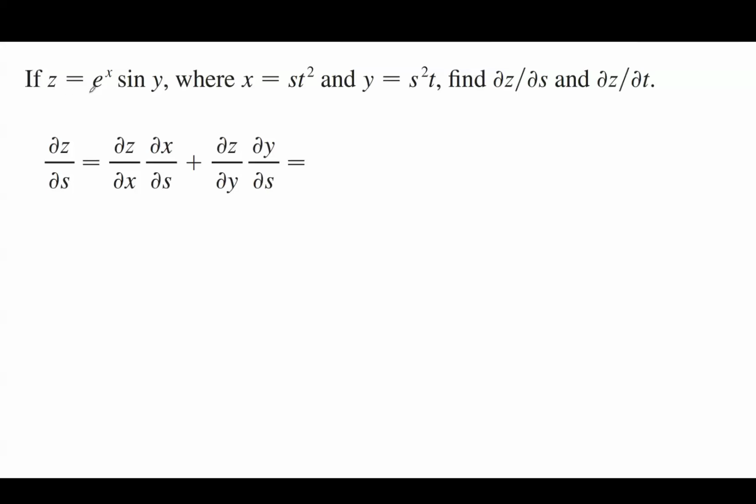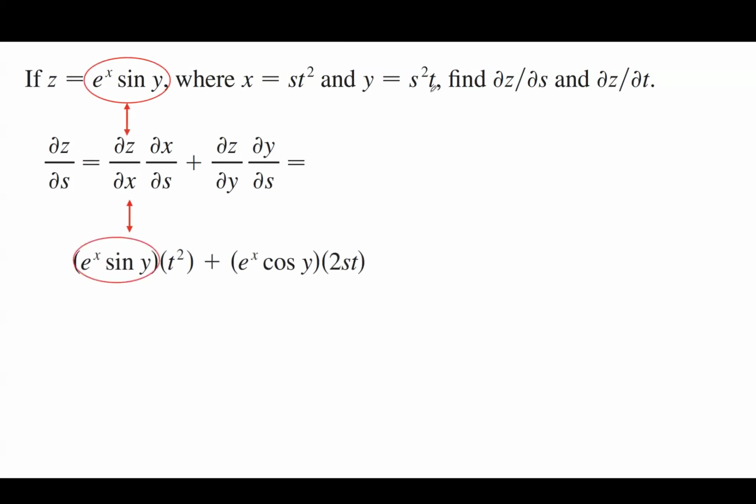So please note that z depends on two variables. Each one of these variables depends on two other variables, s and t. So let us begin. The partial derivative of z with respect to x is e to the x sine y. The partial derivative of x with respect to s is basically t squared. Then we take the partial derivative of z with respect to y, which becomes e to the x cosine y. And the partial derivative of y with respect to s is basically 2st.